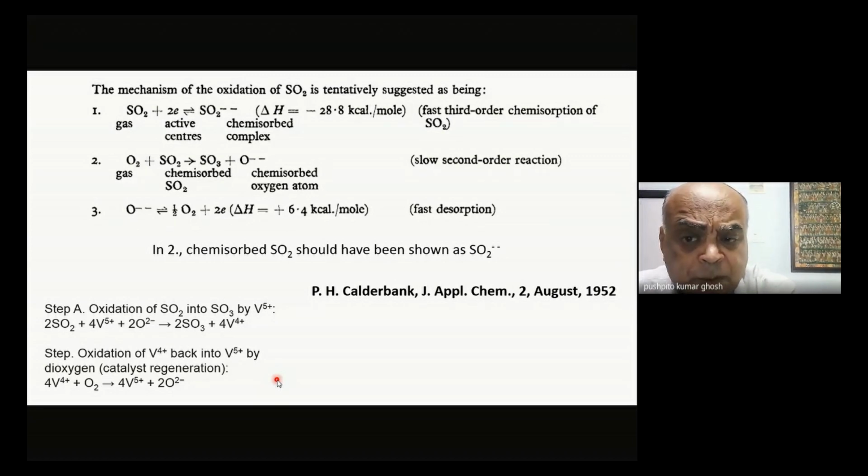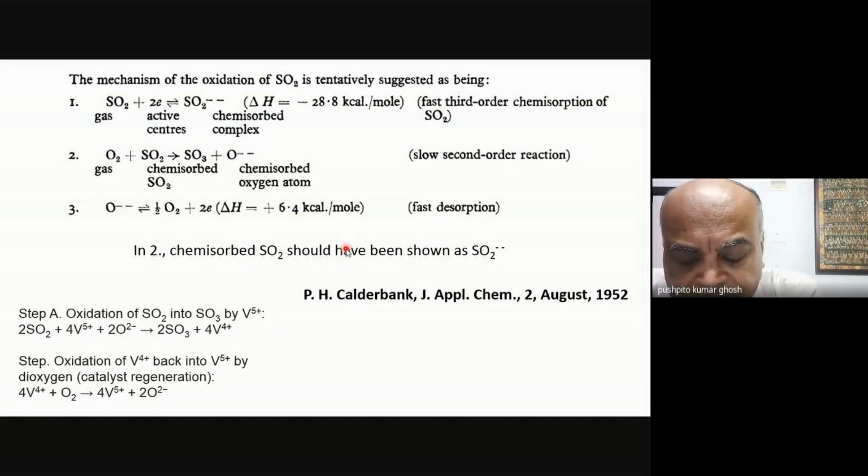And so you can see Calder-Bank wrote this mechanism in 1952, long after the vanadium pentoxide process was being practiced, but it was several decades after that that the actual mechanism of the reaction was worked out. So you don't have to wait to practice a process just because you don't know the mechanism, but it always helps to know the mechanism. Because if you know the mechanism, you can improve on the design of your process accordingly. All clear to everyone? Yes, sir.